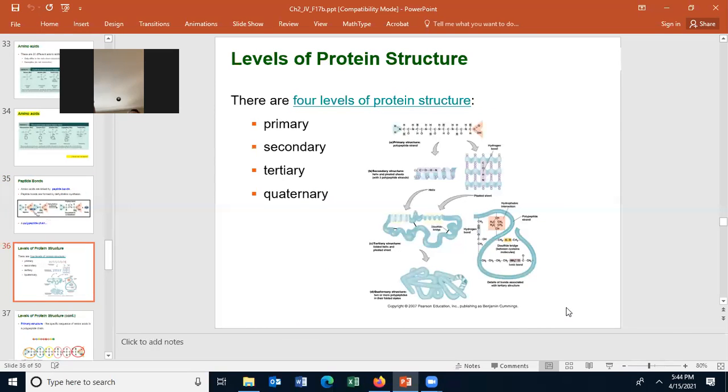If not, let's take a look at the levels of protein structure. Proteins can have 4 levels to the protein structure, and they're called the primary level, the secondary level, the tertiary level, and the quaternary level. And hopefully this link will work.